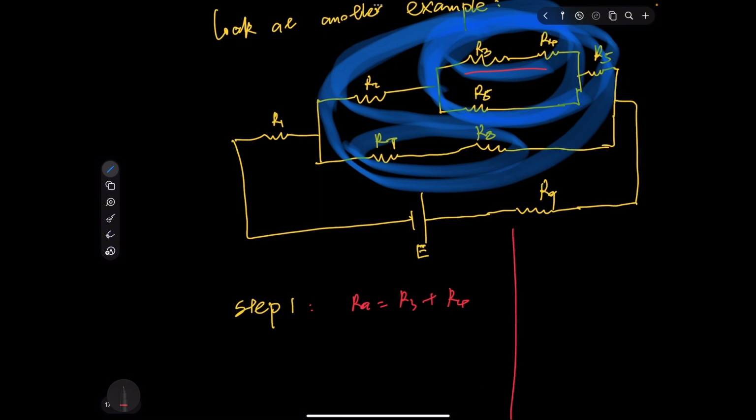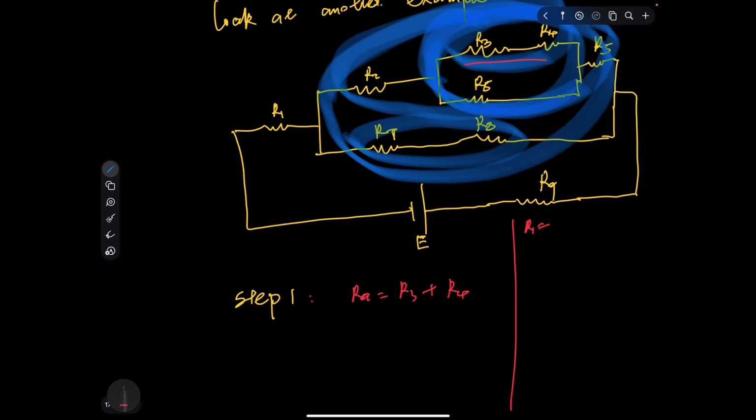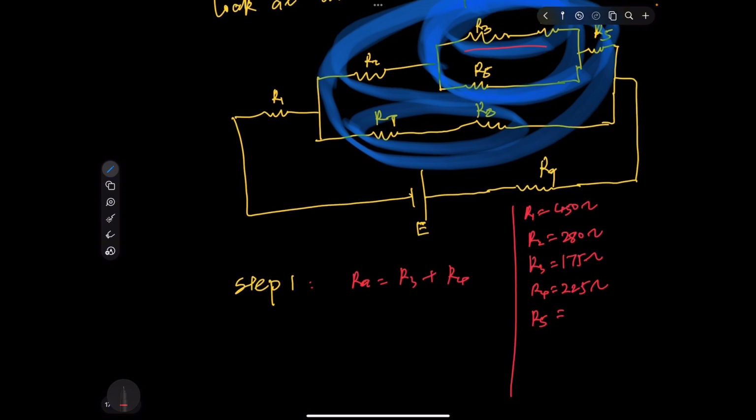Okay, first let's give all the resistance values for the resistors. So R1 equals 450 ohms, R2 equals 280, R3 equals 175, R4 equals 225, R5 is 220, R6 is 1200, R7 is 1100, R8 is 1300, R9 is 150, and E is 240 volts.